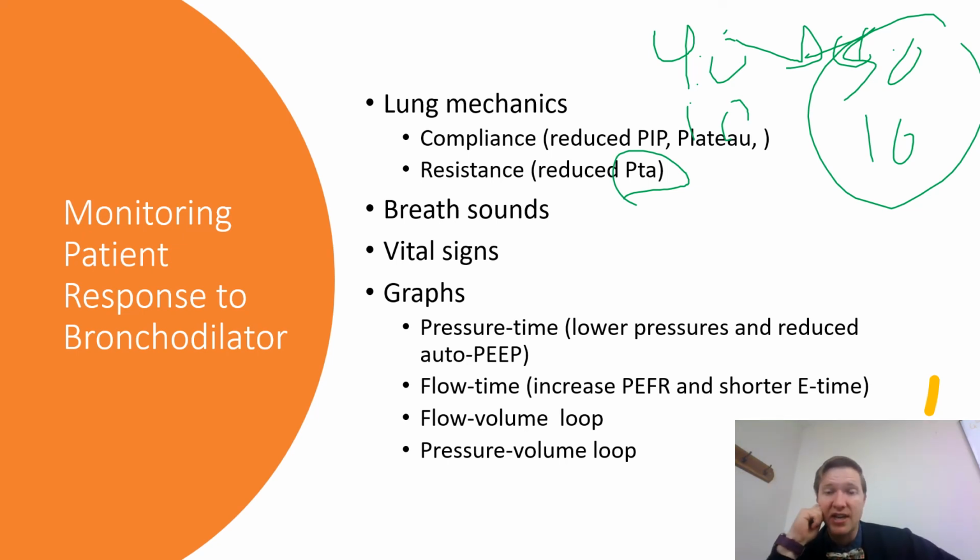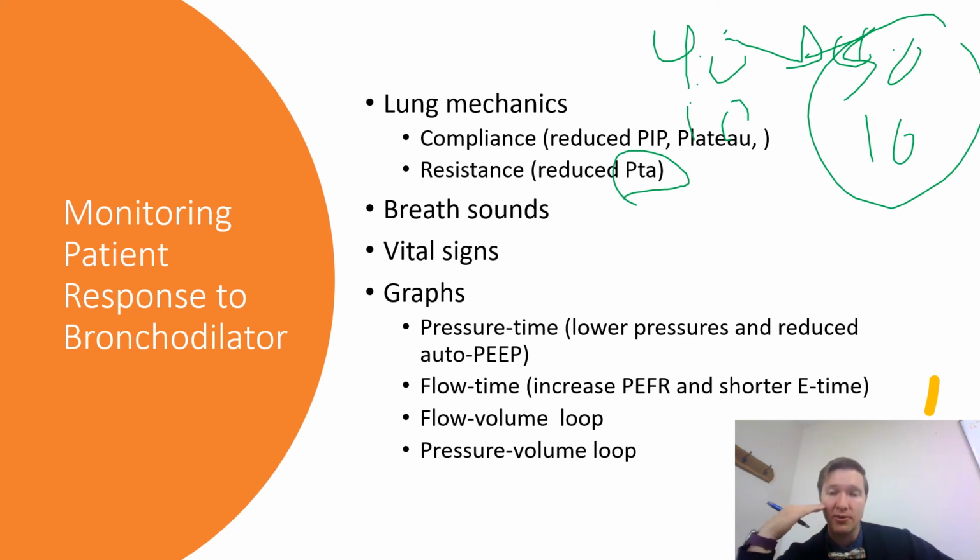Breath sounds. Are they still wheezing? Are they wheezing louder, right? Loud wheezing is good. A quiet wheezing with very little air movement, bad, right? You already know that. So better air movement, less wheezing, louder wheezing, right? So did their breath sounds change? Did their vital signs change?